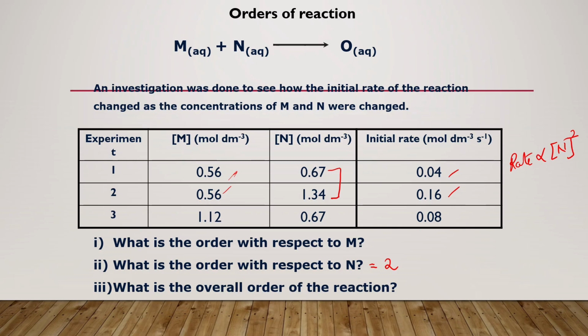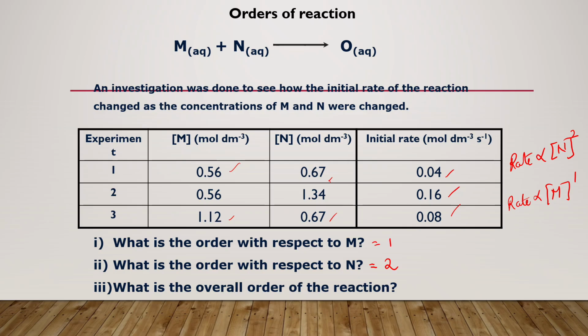Now, if we look at experiment 1 and experiment 3, here we find that the concentration of N was kept constant, but the concentration of M was doubled. And when the concentration of M was doubled, the rate also doubled. So here it's a direct proportional relationship. So we can say that rate is proportional to M raised to the power 1. So the order with respect to M becomes 1.